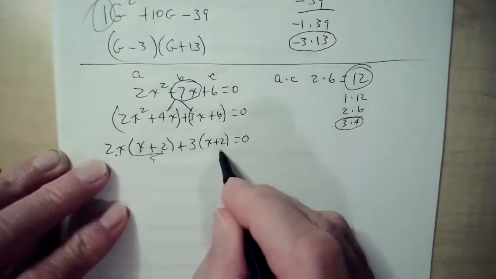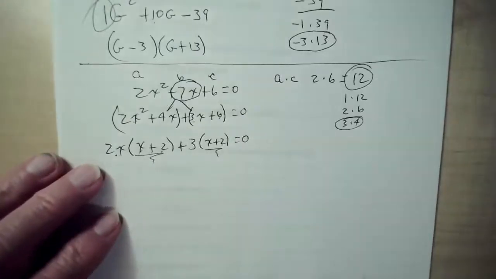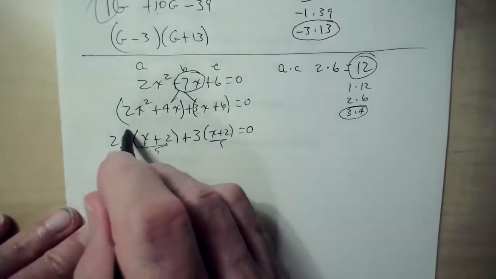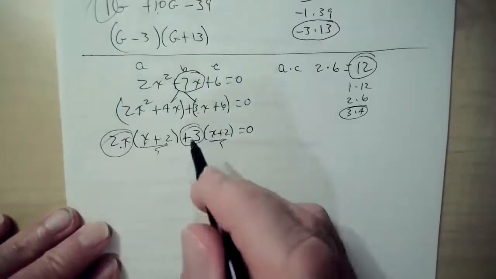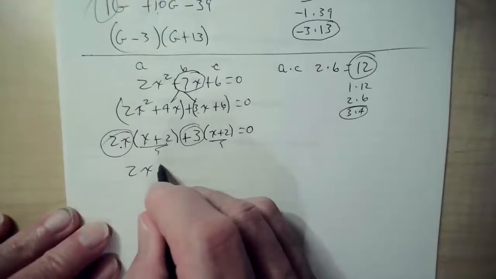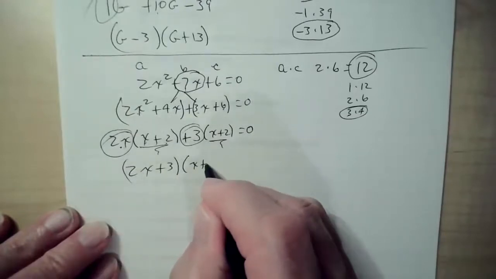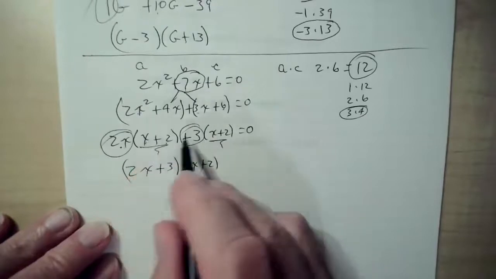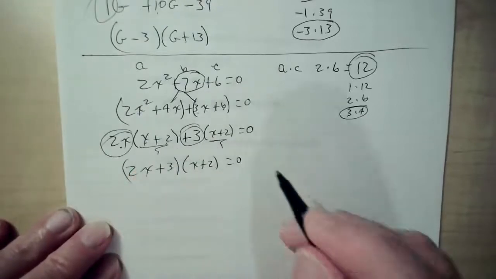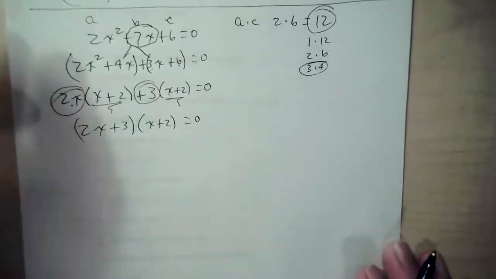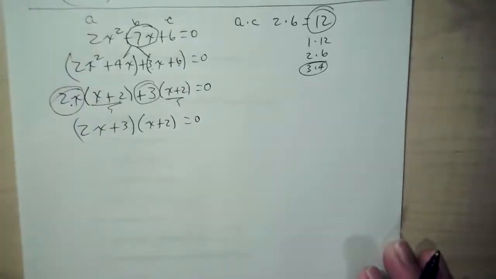Now remember, this and this must be the same. If they are not, something went wrong. So we have this plus this, so 2x plus 3 times x plus 2. We only use one of these, not both of them, equals 0. Everybody okay with this?